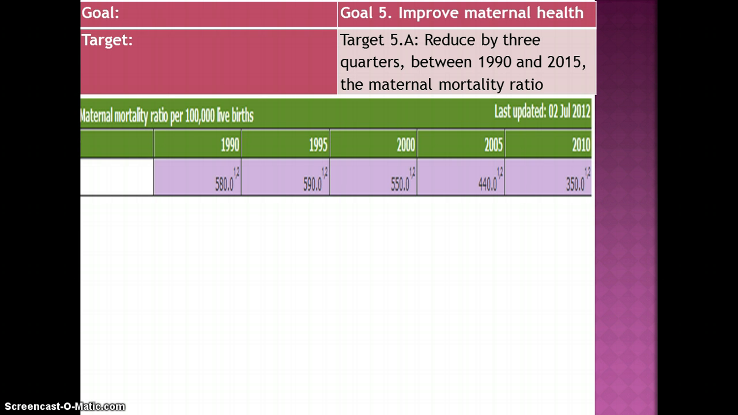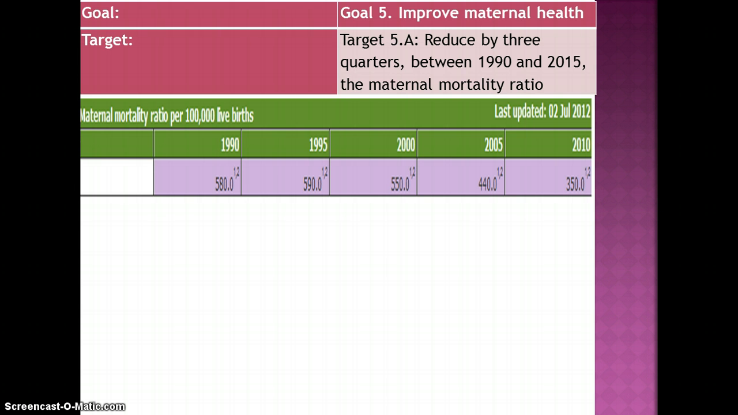So, goal number 5, improve maternal health. Reduce by 3/4 the maternal mortality rate. So, we have maternal mortality ratio per 100,000 live births. So, in 1990, 580 mothers died. In 1995, it was 590. In 2000, it was 550. 2005, it was 440. And 2010, it was 350.